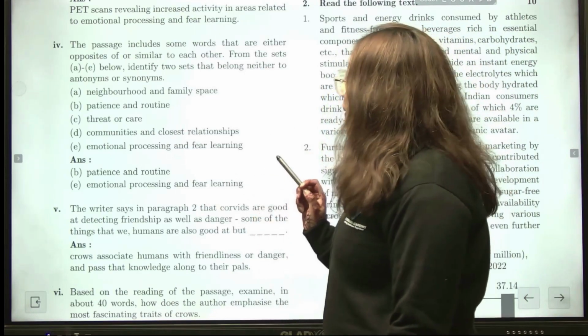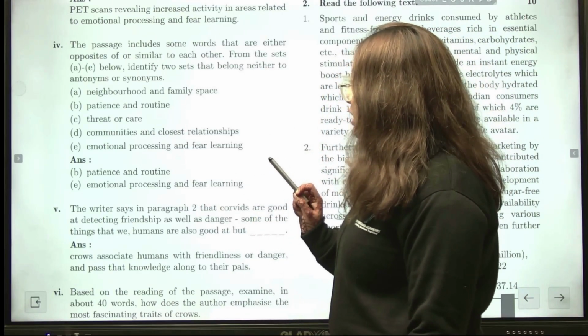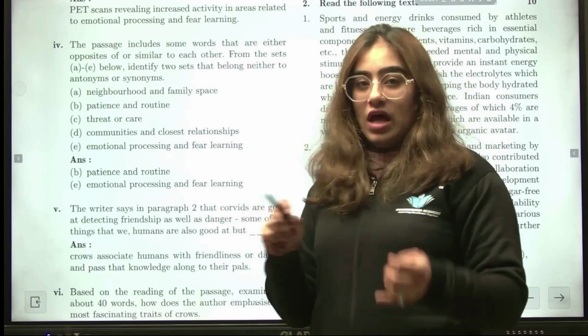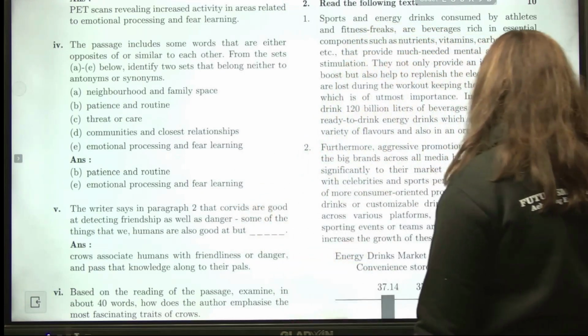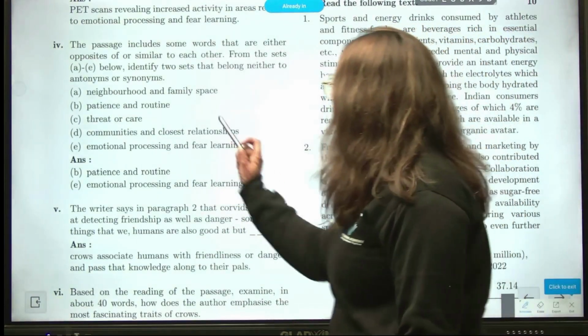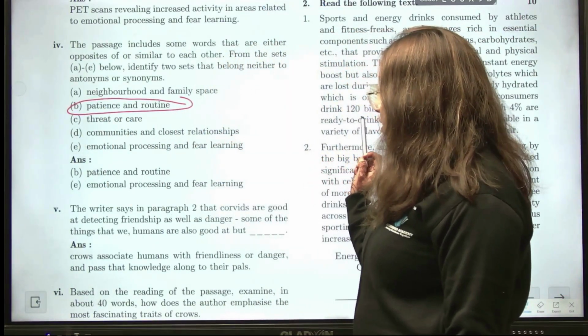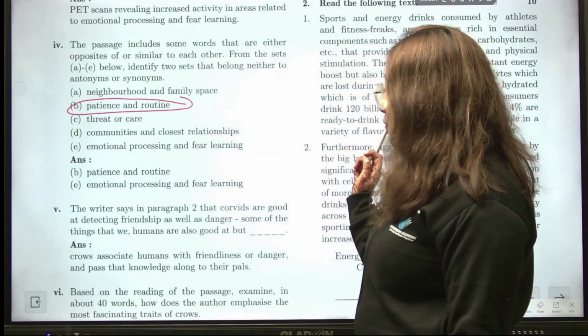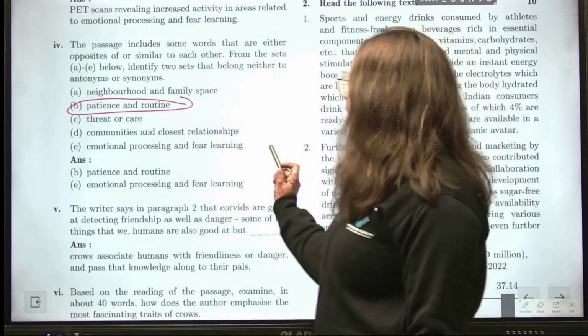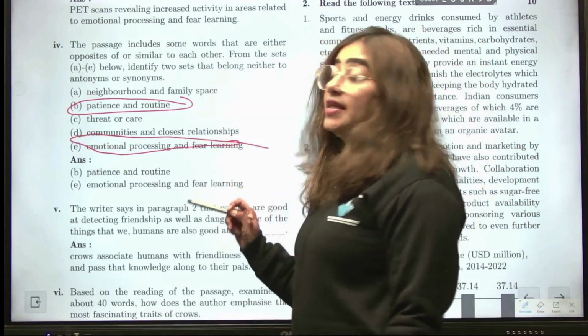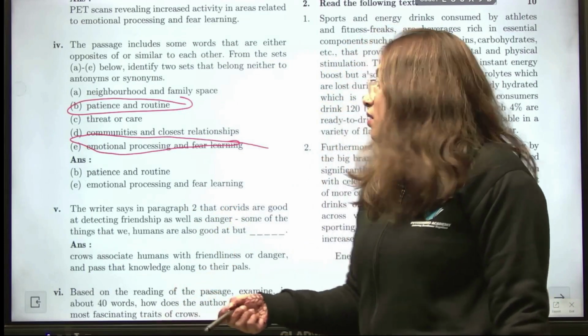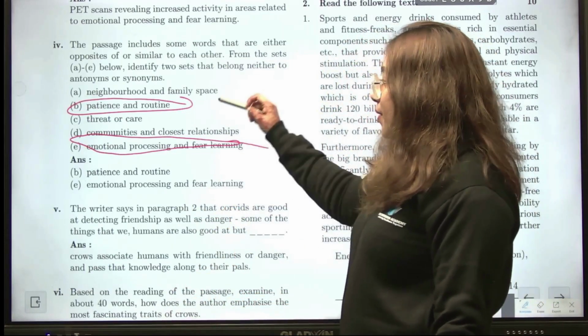Neighborhood and family space, they are similar. ठीक है? Patience and routine ना वो antonym है, ना वो synonym है, ना opposite है, ना similar है. So ये हो गया. Threat और care opposite हो गया. Communities and closest relationships same हो गया. Emotional processing and fear learning, neither antonym nor similar, right? So these two, B and E.